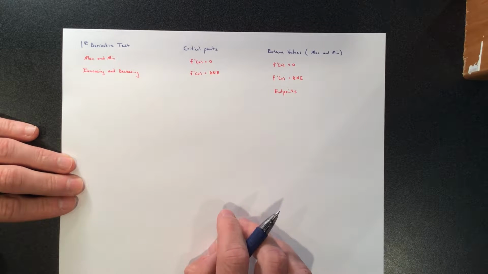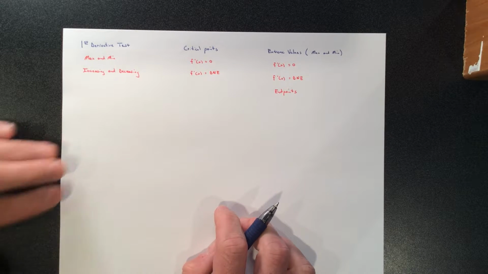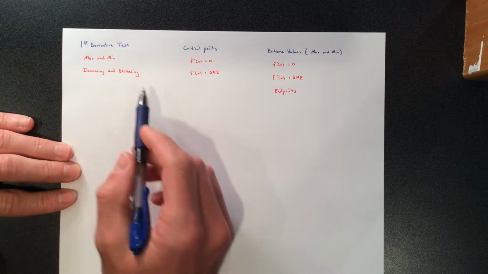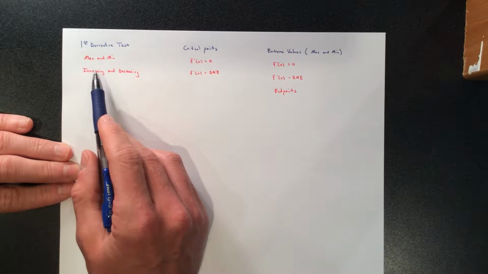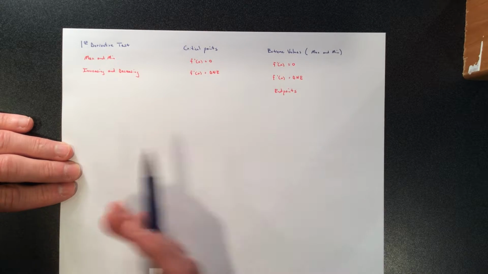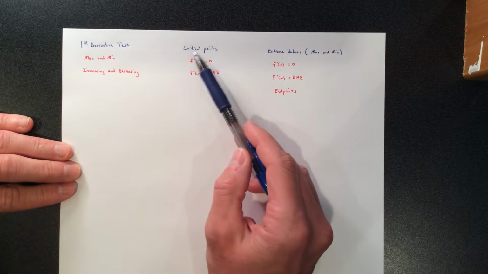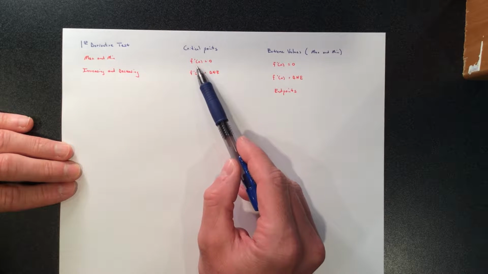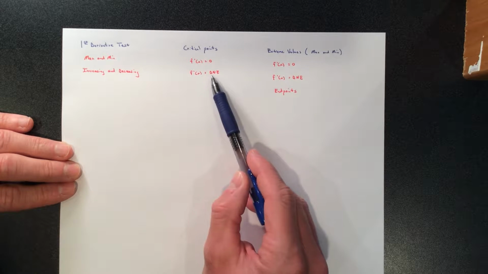Okay, let's look at the first derivative test. It involves mainly looking for maxes and mins and then also identifying intervals where the function's increasing and decreasing. But I also wanted to point out some words that are used quite often in a section like this, and that's critical points. Critical points are where the derivative is equal to zero and when the derivative doesn't exist.